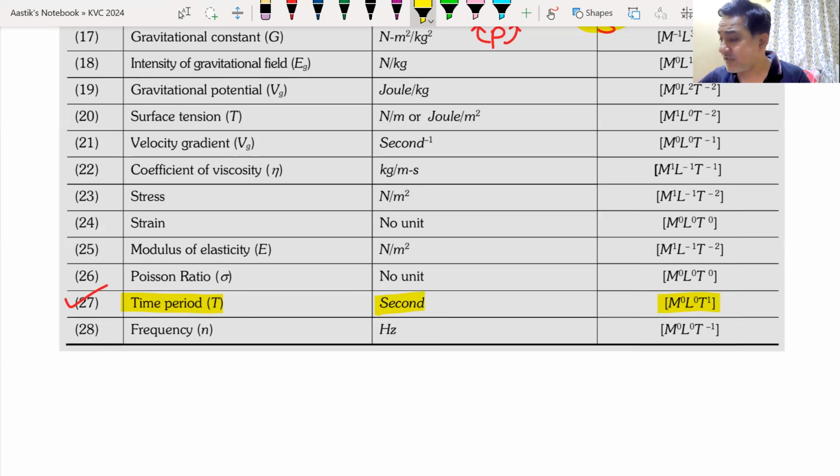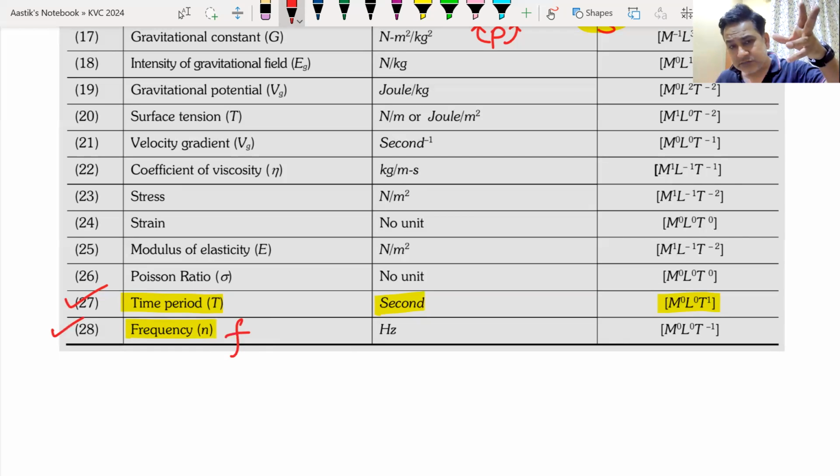And if you know time period, you would also know frequency. Do we know frequency? Yes or no? It is written as N here, but normally it is denoted by F, small f. Frequency is the inverse of time period.